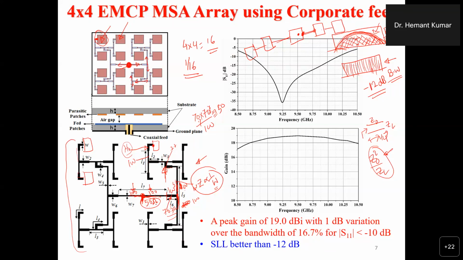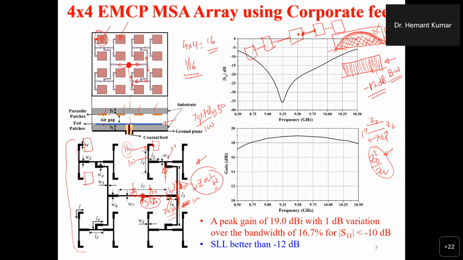After designing this 4 by 4 array, this is the top view actually, and this is the side view. If you see, the active patches are connected. These are the active patches, and this is the SMA connector given at the center. These are the parasitic patches which are EMCP coupled with respect to the active patches. Whatever the connection, this feeding network is on the active patches only. There is no feeding network on the parasitic patches. It is not required because these parasitic patches are excited using the active patches.